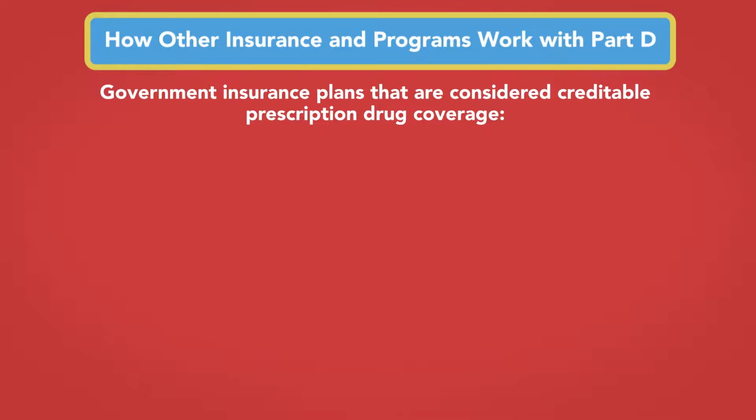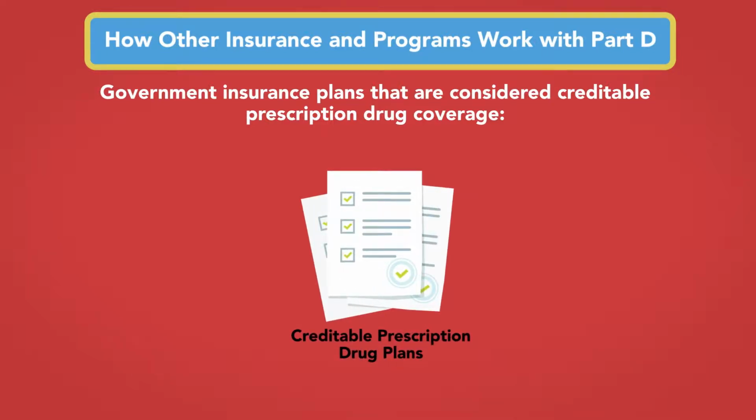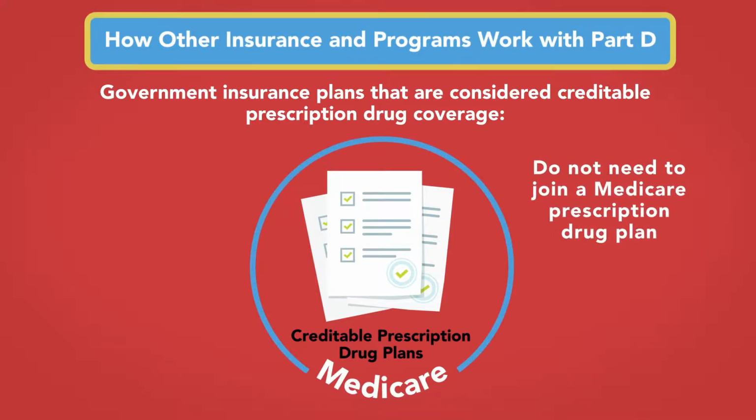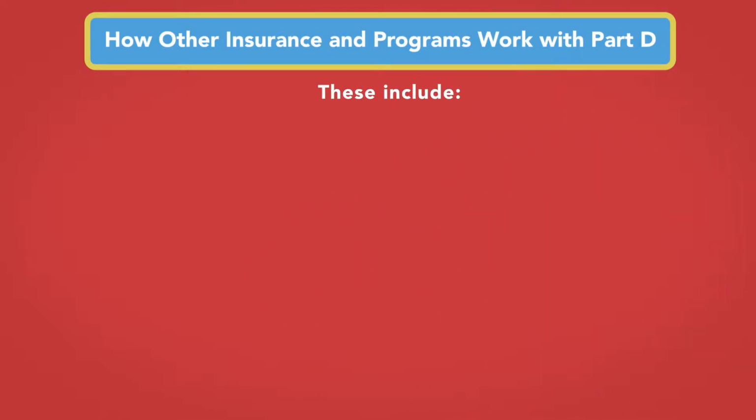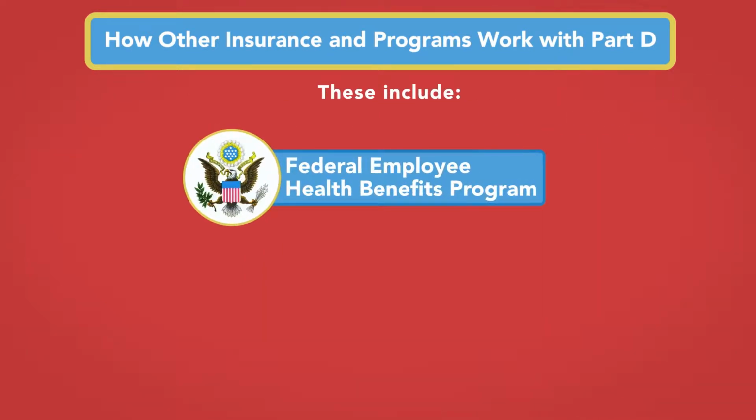Government insurance plans that are considered creditable prescription drug coverage. Typically, holders of these policies will keep them after they enroll in Medicare and will not need to join a Medicare prescription drug plan. These types of coverages include Federal Employee Health Benefits Program.